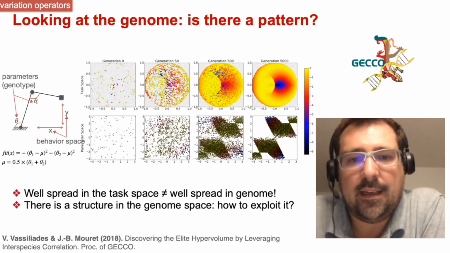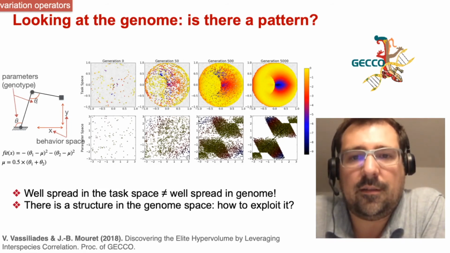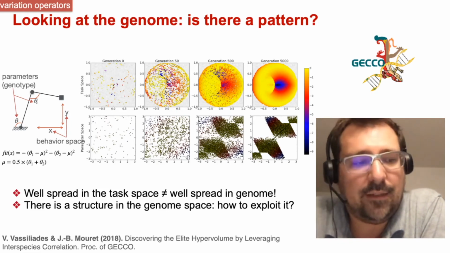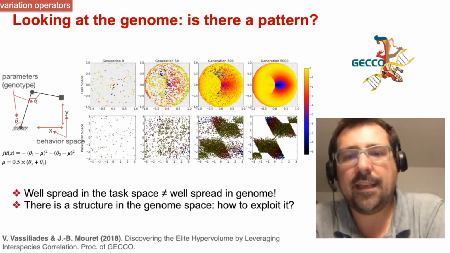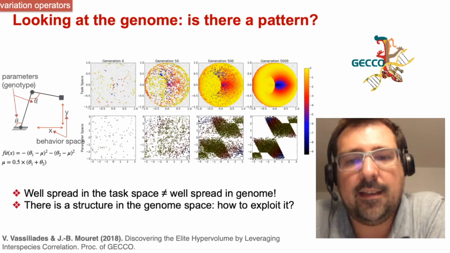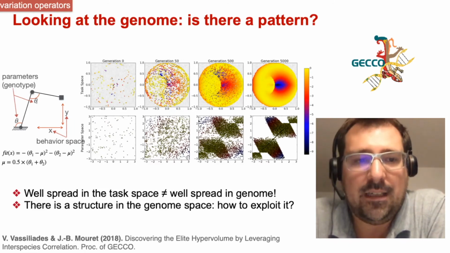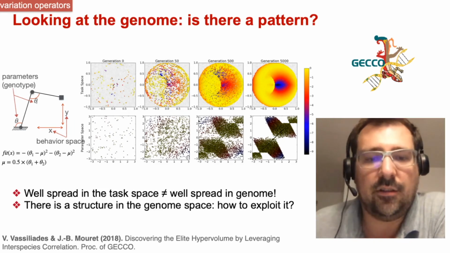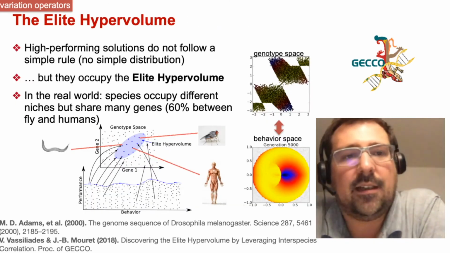And the fitness that we're using here is the variance of the angles, but that does not really matter here. What's very interesting is that if we look at the genomes of these elites, the ones we find at the end, so that's the second row on the right, you see that it has very specific shapes. That means that in the genotype space, the elites are not well spread. They are occupying a very specific volume of the genotype space. So we can be very well spread in the behavior space and on a very specific volume in the genotype space. So this is what we call the elite hypervolume.